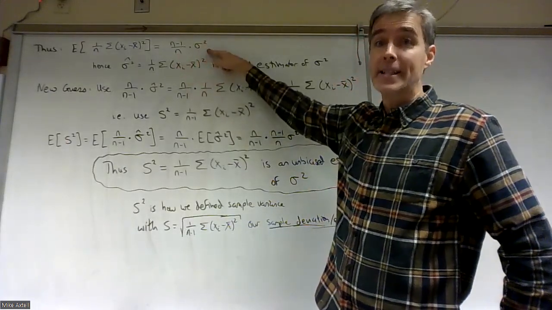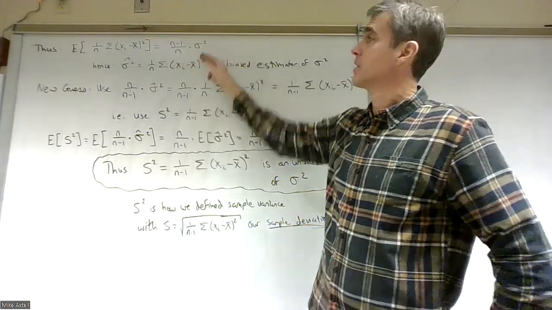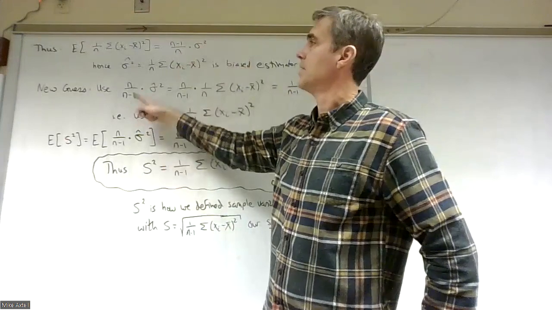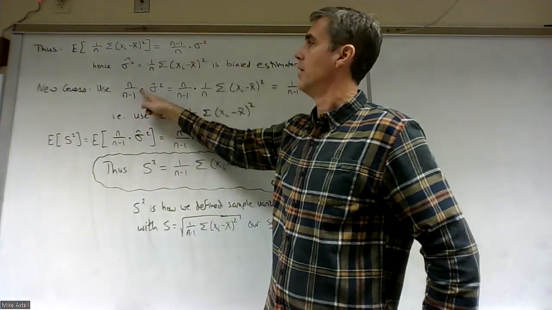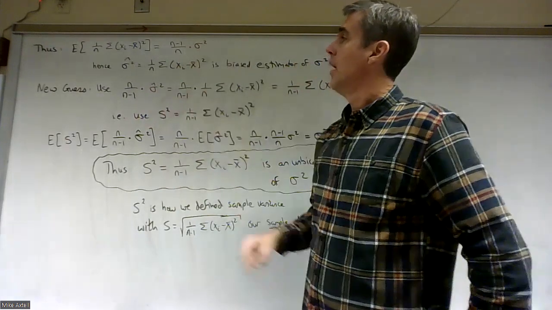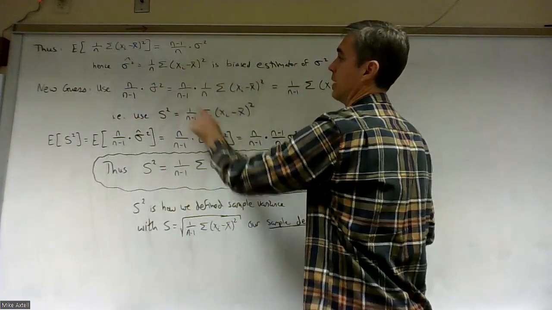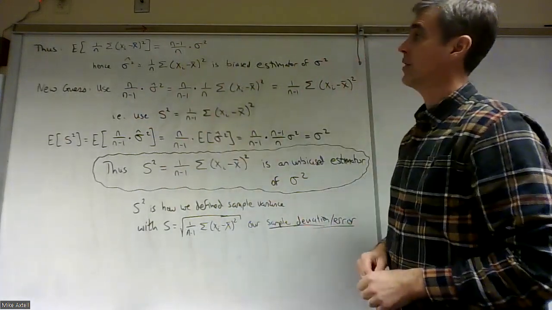So now I can take a second guess at an estimator of sigma squared. My new guess is going to be, let's take the constant n over n minus 1 times my first guess. My first guess was 1 over n times that sum. So now I'm sticking an n over n minus 1 out in front of it.